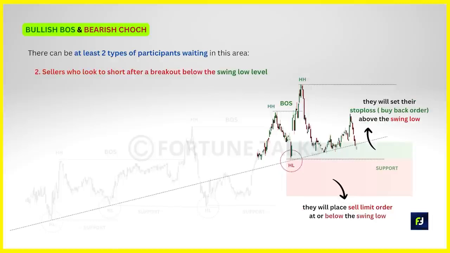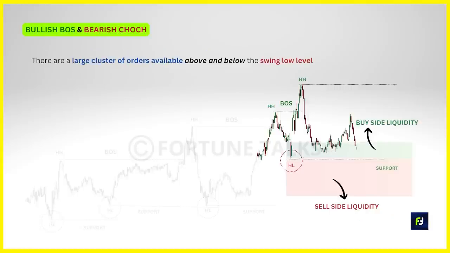Now the second group comprises those sellers who are looking for a breakout below this swing low level. Now if you look carefully, you can see a proper trend line, and thus they will bet on the breakdown below the trend line as the price has tested the trend line multiple times. So they will look to sell on the breakdown, and they will obviously place their stop loss somewhere above the swing low or even above the recent swing high. So quite clearly, there are a large number of orders available above and below the swing low level. So this is a highly liquid area.